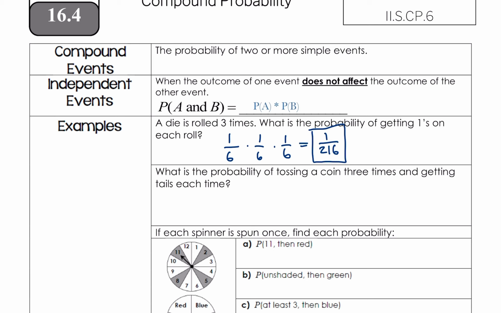Okay, similarly, what is the probability of tossing a coin 3 times and getting tails each time? Well, when I toss a coin, I can either get heads or tails. So I've got 2 different outcomes. So my bottom's for sure going to be a 2. And the probability that I get a heads is 1 out of 2. So I flip a coin. The first time I have a 1 out of 2 chance. Second time I have a 1 out of 2 chance. And the third time I also have a 1 out of 2 chance. Multiply those together. I have a 1/8 probability or 1/8 chance of getting tails 3 times in a row.